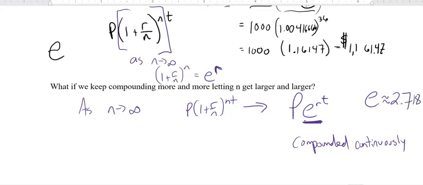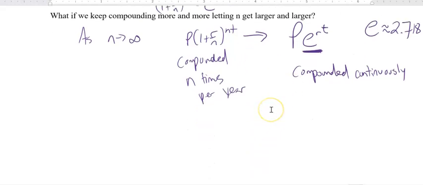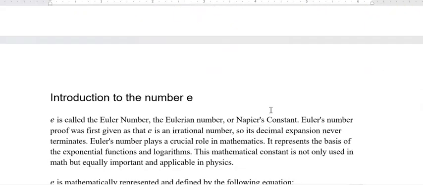Okay, very famous number in mathematics. We're going to see it all the time, and when you get to calculus, you'll see it all the time. So this is compounded n times a year, n times per year. You'll have these two formulas now for this application of exponential growth.